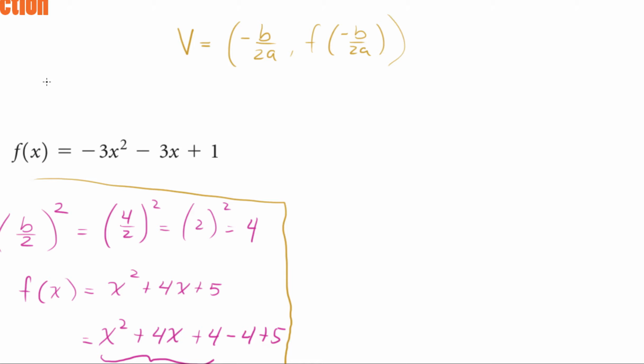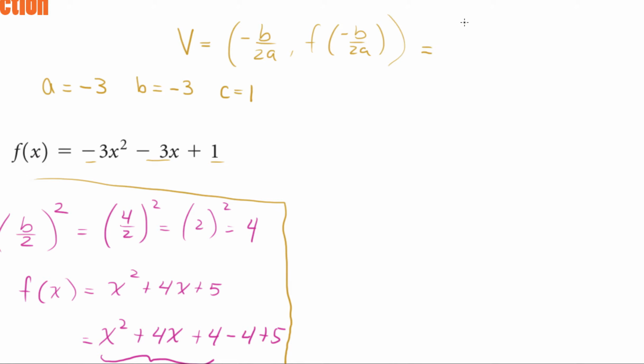Now, what's a, b, and c? Remember, a is the number multiplying x squared. In this case, it is -3. b is the number multiplying x. In this case, -3. And c is the one without any x's, which is 1.